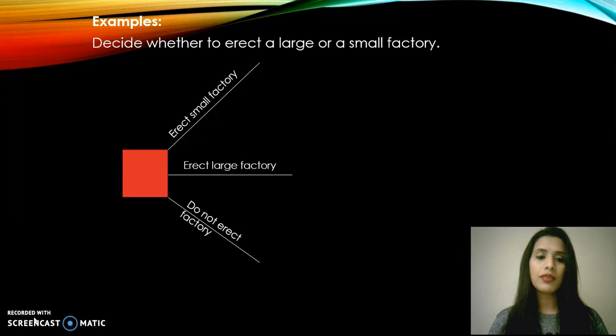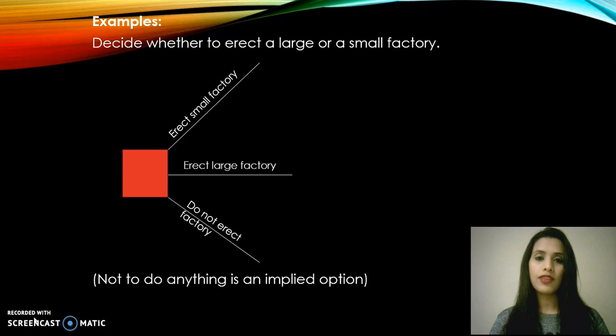So you will begin by drawing a square to imply that a decision has to be made, and the branches that would arise out of this square would be to erect a small factory, to erect a large factory, and not to erect a factory. Not to do anything is an implied option.